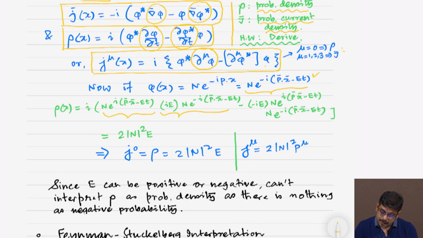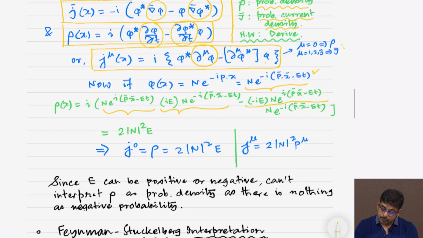Then what you have? Minus del phi star del t is going to give you this expression minus I e n into e to the power I p dot x minus e t, and then into phi, which is n into e to the power minus I p dot x minus e t. Now, you observe that in both these expressions the exponential parts essentially get cancelled, and what you remain with is essentially 2 into mod n square into e. Okay. This is very interesting.